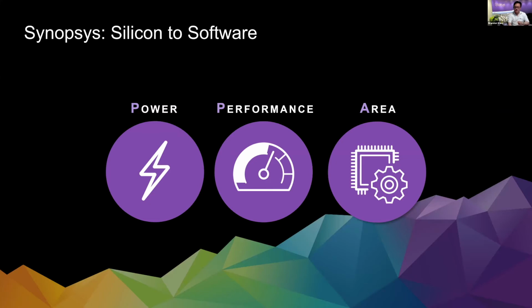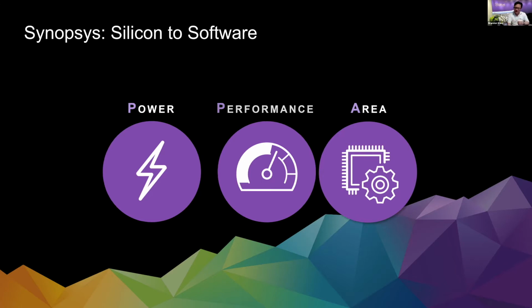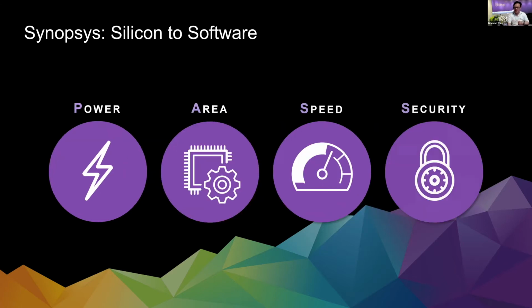So as people in silicon know, our software is really about optimizing PPA: power, performance, and area. Now, we have added one dimension to that matrix, and that is to add security to it. So we need to optimize our design on power, area, speed, and security.